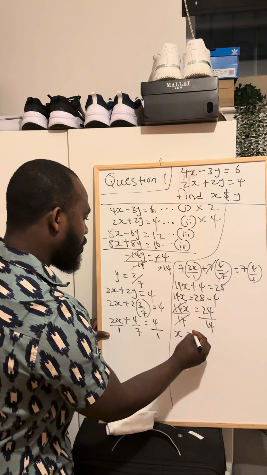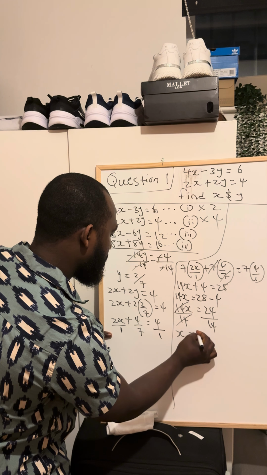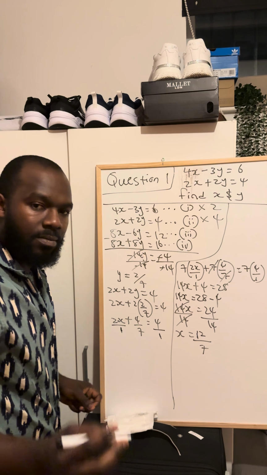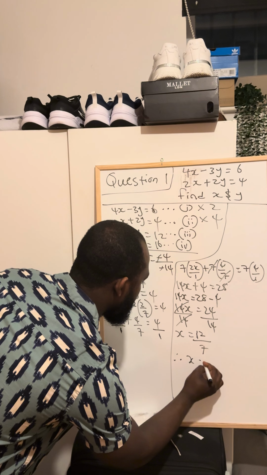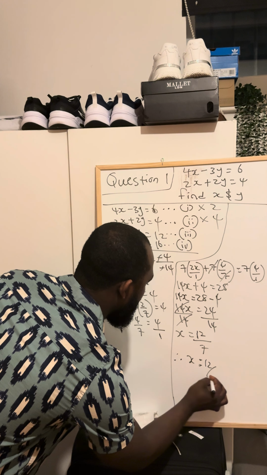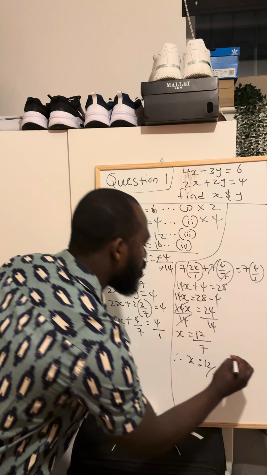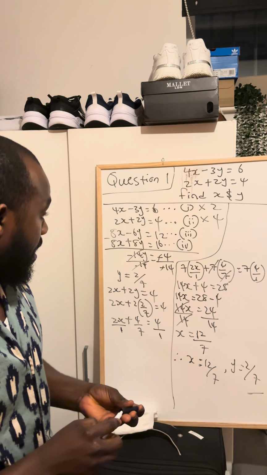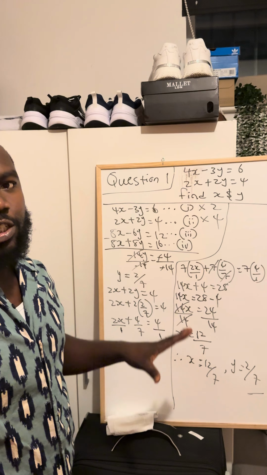2 into 24 gives us 12. And then 2 into 14 gives us what? 7. Therefore, x is 12 over 7. And y is, where's our y? 2 over 7. So that becomes the answer to find the value of x and y using elimination method.